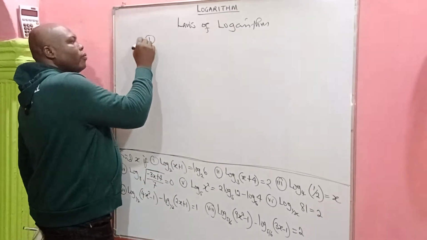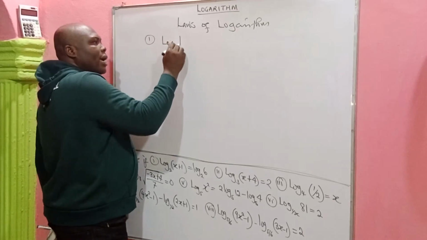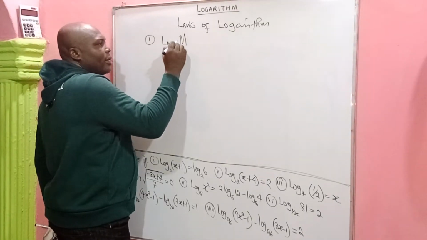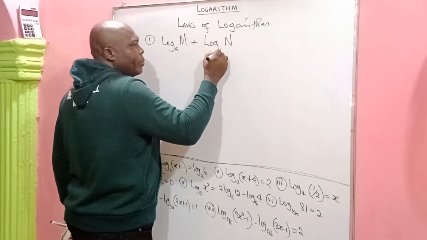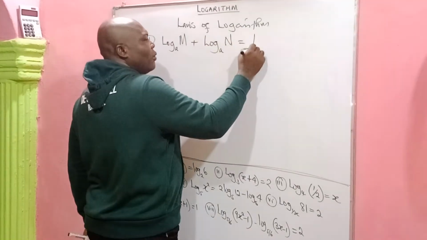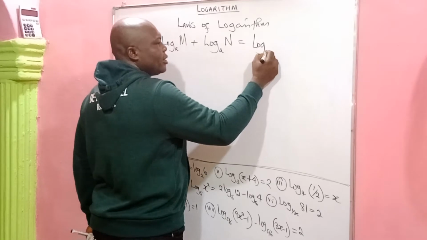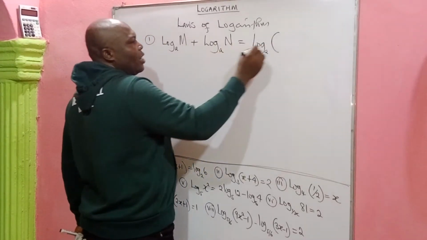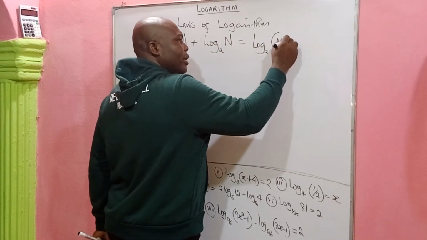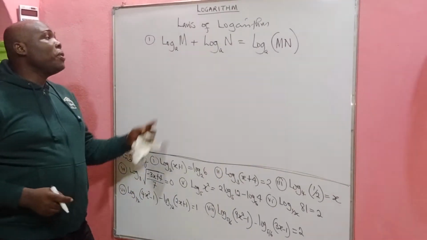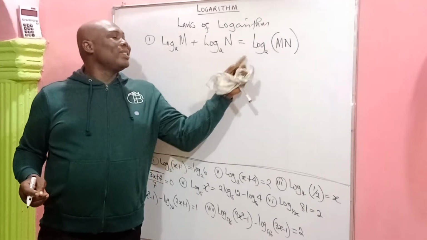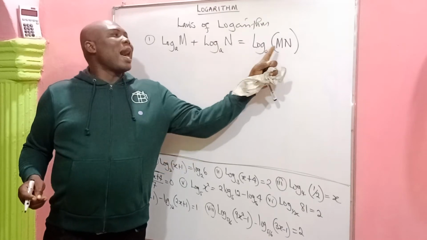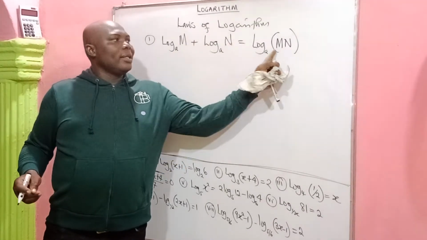The first one: given that log m to base a plus log n to base a, it simply means that we are taking the log to the base a, and then for m and n we simply multiply them, mn. So anytime we have log m to base a plus log n to base a, we take the log to base a and multiply m by n.